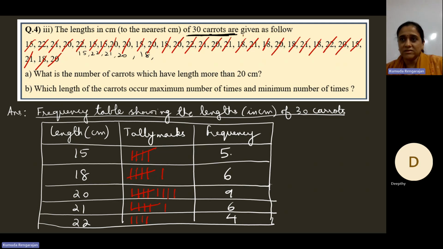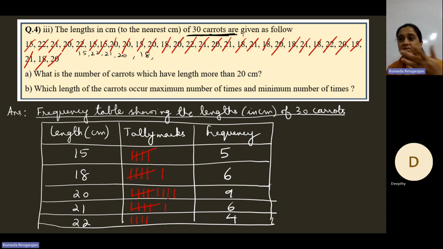5 carats are of length 15 centimeters. 6 carats are of length 18 centimeters. 9 carats are of length 20 centimeters. 6 carats of length 21 centimeters. And 4 carats of length 22 centimeters. Okay, so most of the carats are of what length? 20. So 9 is the highest frequency, right? So 9 carats are of length 20 centimeters.